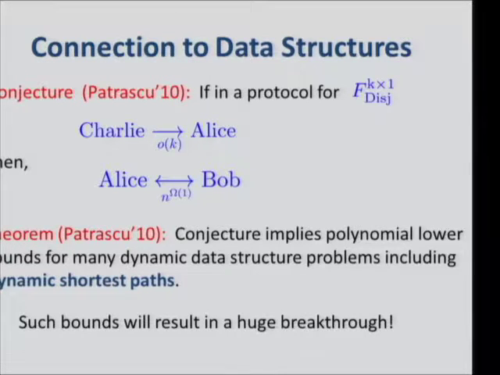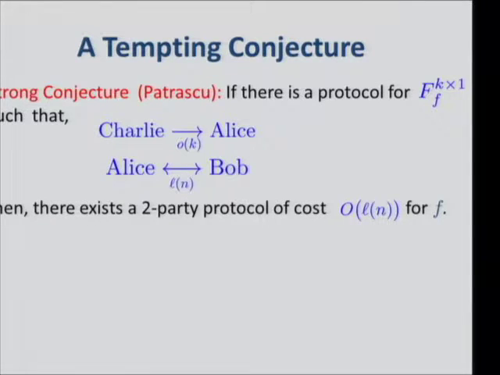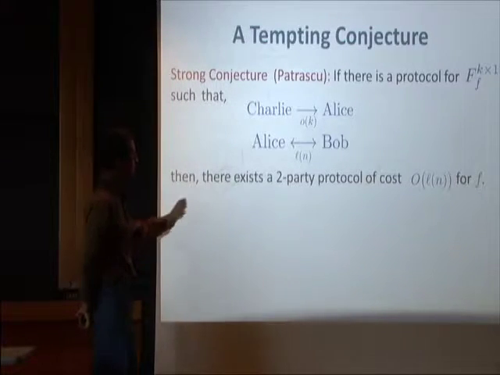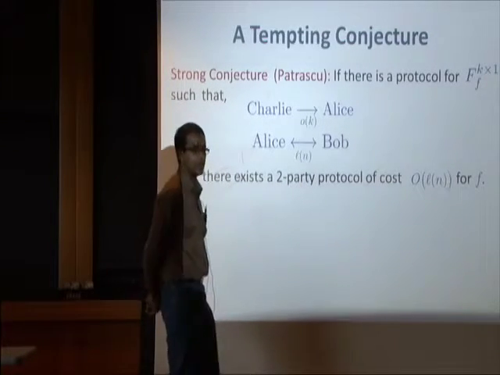Now, if you think about it, why stop at that? What's preventing us from saying something much stronger, which in fact Patrascu does say in his paper. He strengthens the conjecture in two ways. Now, forget about set disjointness. Let f be any function, small f, okay? And now, if there is a protocol for such a function in which, again, Charlie gives very few bits of advice, and Alice and Bob communicate some L of n bits, then there exists a two-party protocol of cost order of L n for f.